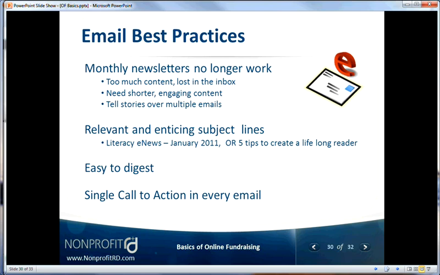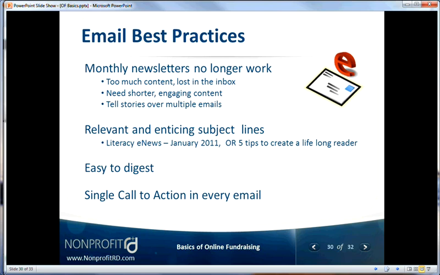You also want to think about your subject lines. If you don't get them to open that email based on the subject line, then you've already lost. They're not going to be able to take action. They're not going to be able to donate. They're not going to be able to do anything. So think about those subject lines and really think about a way to get them to open that email. There's an example here, Literacy e-News, January 2011, or 5 tips to create a lifelong learner. Now, if I'm a supporter of a literacy organization, that is going to be a much more enticing email for me, or subject line.